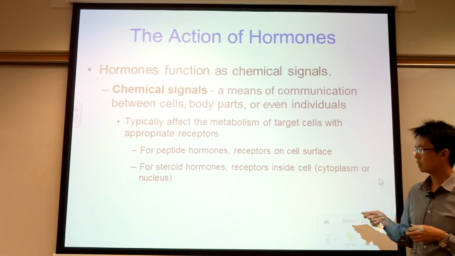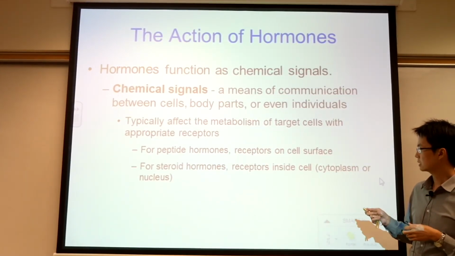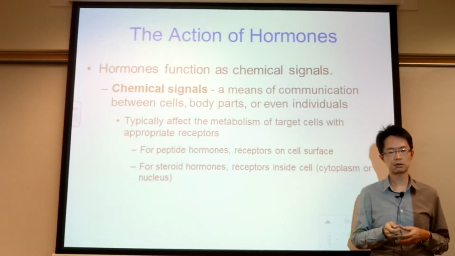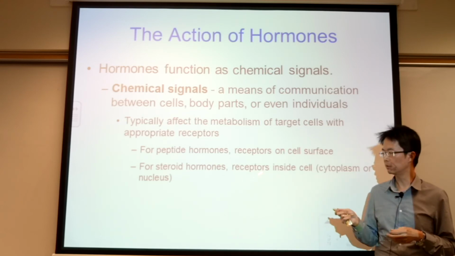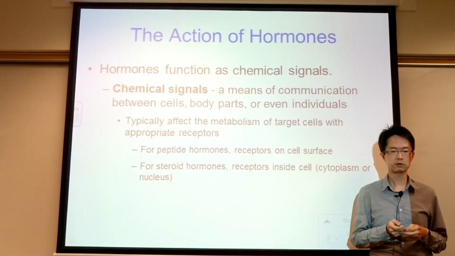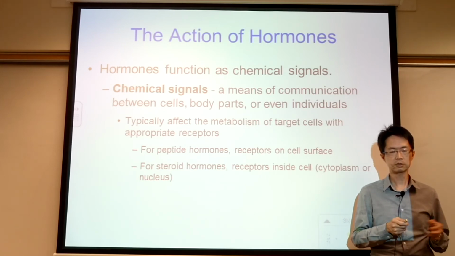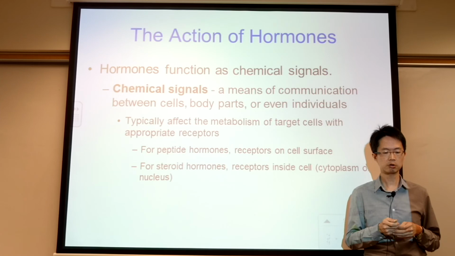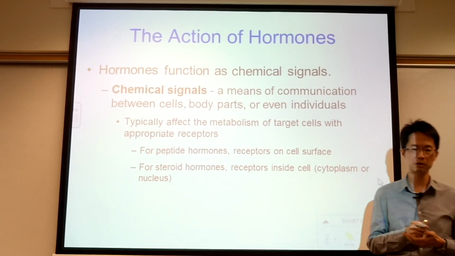But the steroid hormone, on the other hand, has a receptor inside the cell. It can be in the cytoplasm or in the nucleus. The reason is that steroid hormones are derived from cholesterol. Cholesterol in general is hydrophobic. Hydrophobic steroid hormones can pass through the phospholipid cell membrane. Because they can pass through the phospholipid bilayer cell membrane, they can bind to internal receptors in the cytoplasm or in the nucleus.